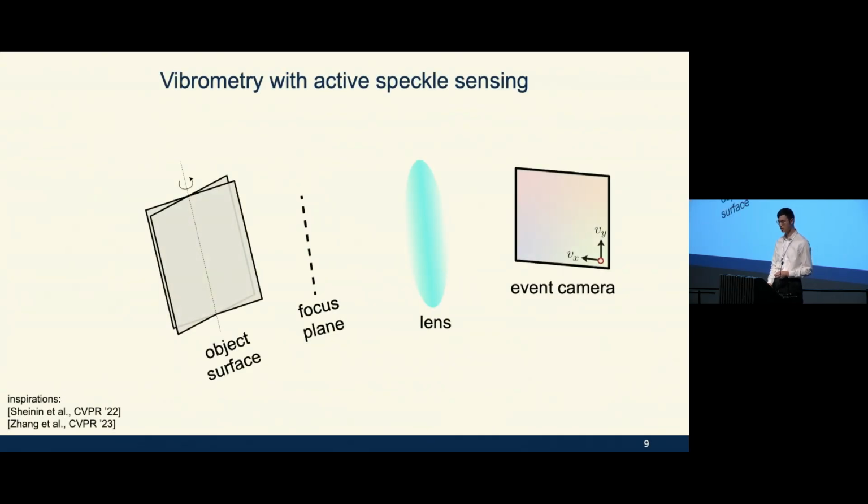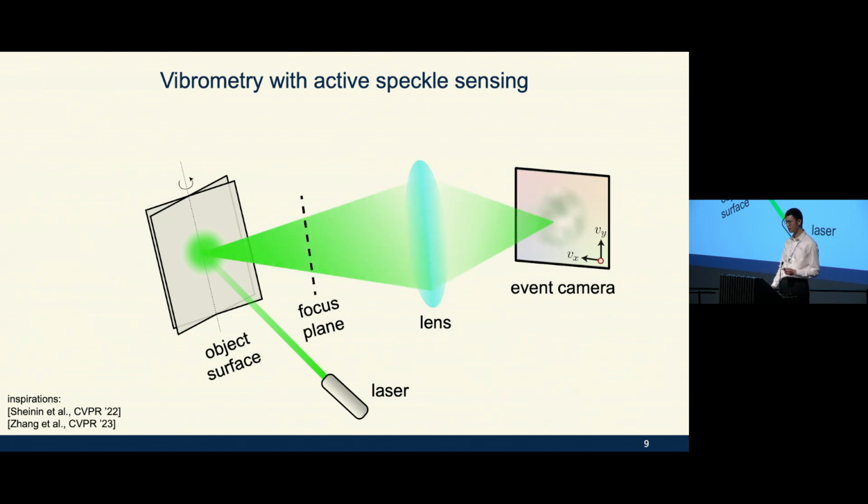Based on this consideration, we can just have an event camera and a single lens in our imaging system, but still preserve 2D sensing ability for high-frequency vibrations. And to sense these tiny vibrations, we illuminate the object's vibrating surface with a laser. And then we can capture the defocused speckle pattern using the event camera.